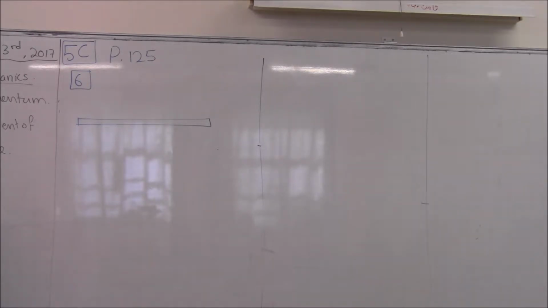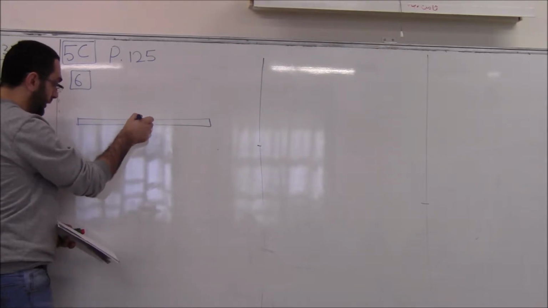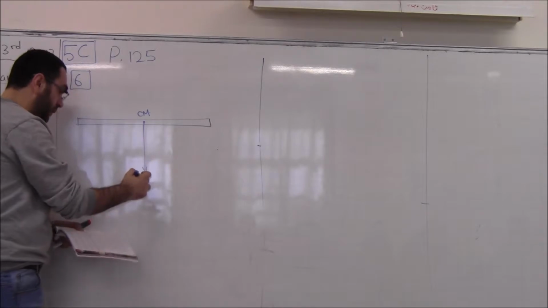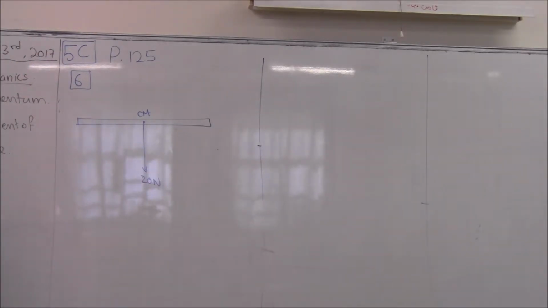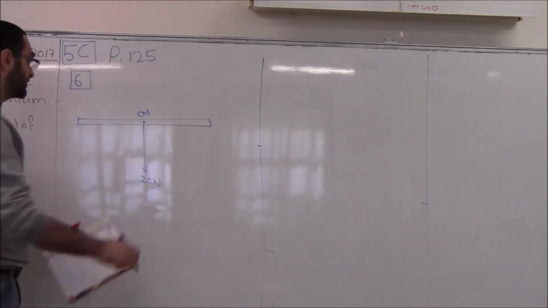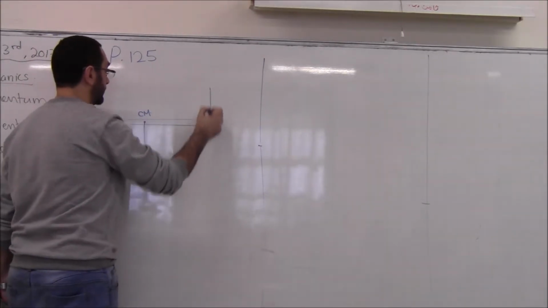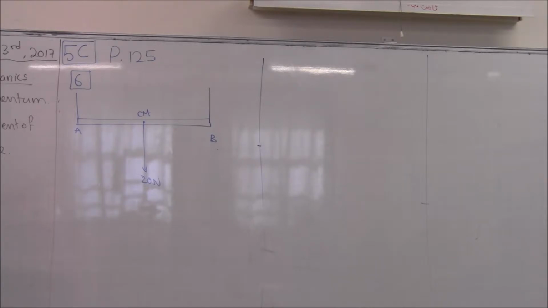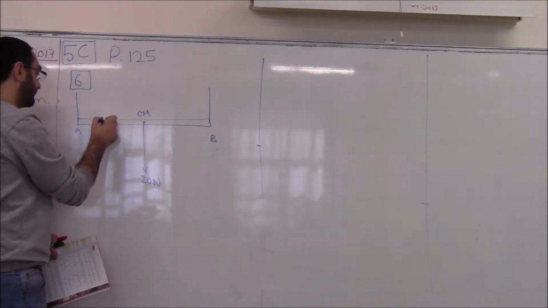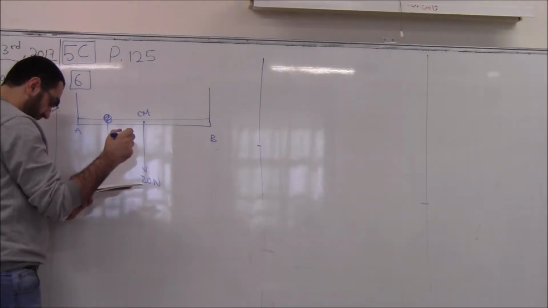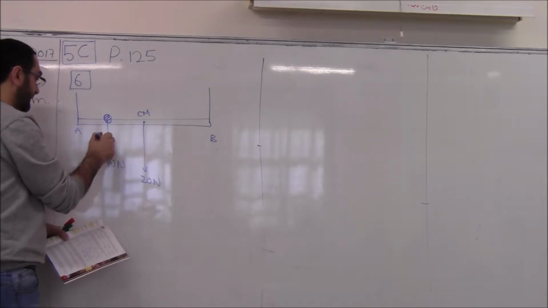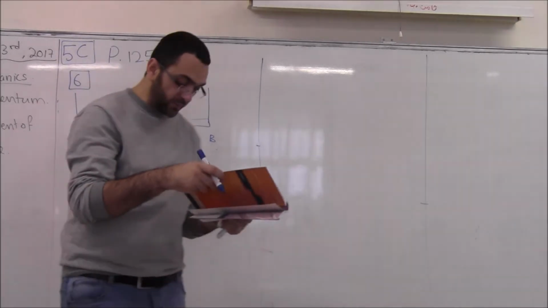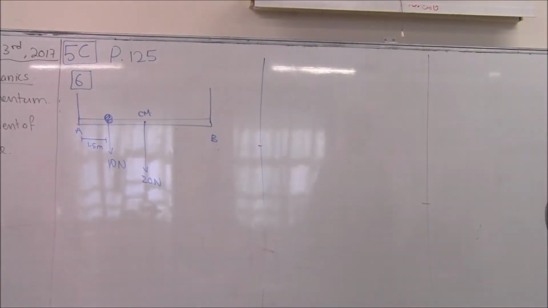Okay, guys. Pay attention, please. Question 6. Uniform rod AB. Uniform, so the center of mass lies exactly at the midpoint, where the weight is 20 newtons. It is suspended horizontally by 2 vertical strings attached at A and B. Here there is a string, at B there is another string. A particle of weight 10 newtons is attached to the rod at point C, where AC is 1.5 meters. Find the magnitude of tensions in the 2 strings.